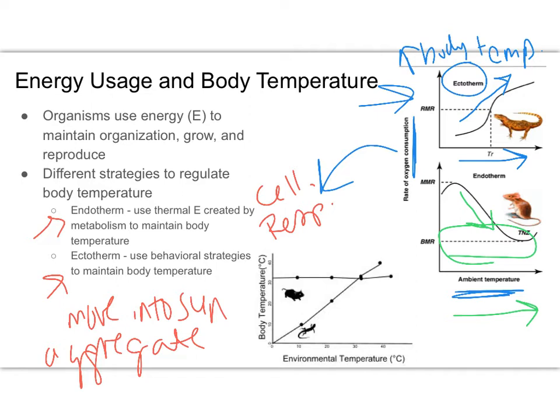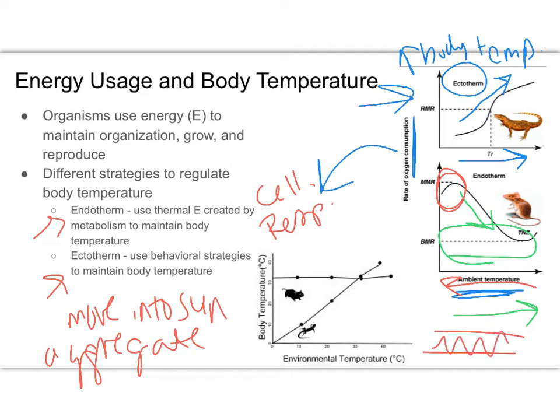Think about this mouse. As the ambient temperature goes down with this mouse, their oxygen consumption actually goes up because they're trying to stay warm. They're trying to maintain that certain temperature, right? We have the range that the temperature wants to be in, and they're going to try to maintain it.